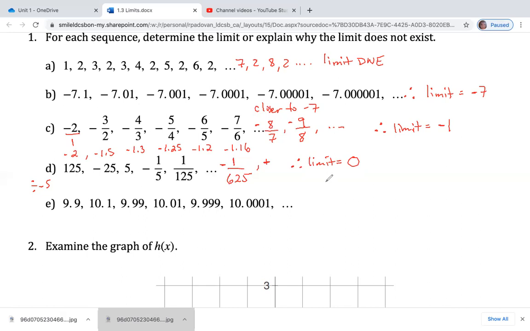What about the next one? Here I'm at 9.9, then 10.1. So here I'm starting below 10, then my next value is above 10. Then I'm getting below 10 again but closer to 10, above 10 but closer to 10. So I'm getting closer and closer to 10, right? So therefore, my limit is equal to 10.